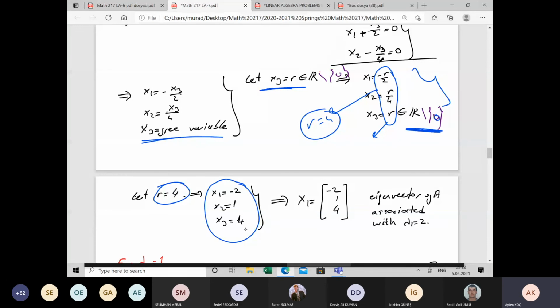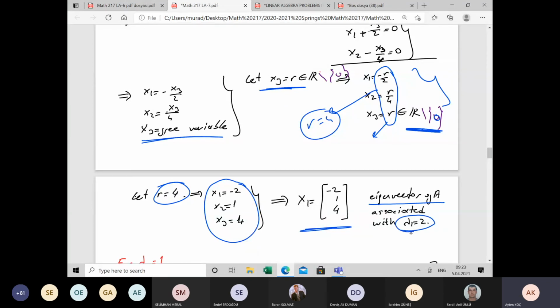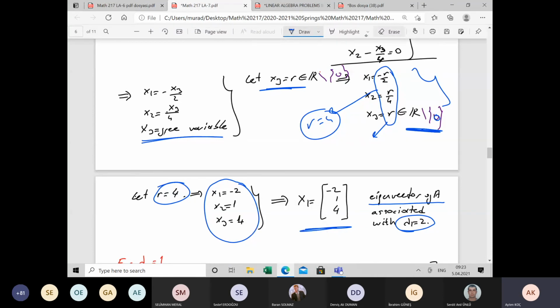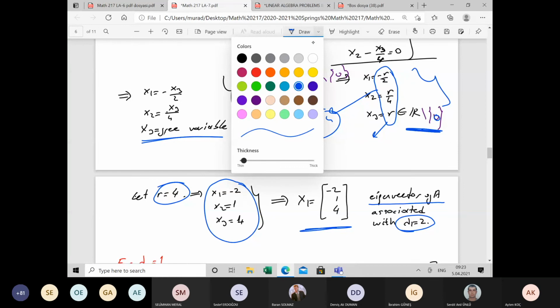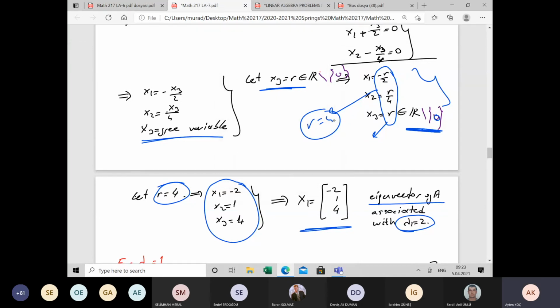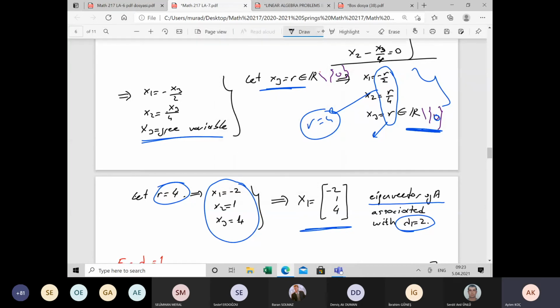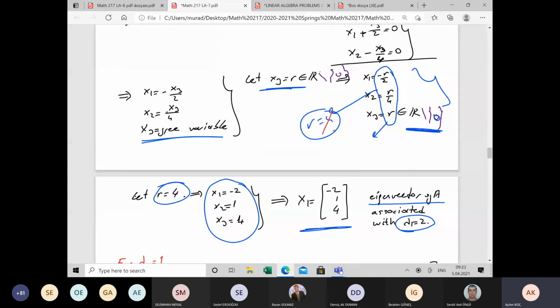But take, for example, r is 8. R is 8, and this one is 4. This one is 2 multiplied by this one. So we obtain another vector, but compare this vector and this one: take this one multiplied by 2, so we obtain this one. So this one depends on our vector.